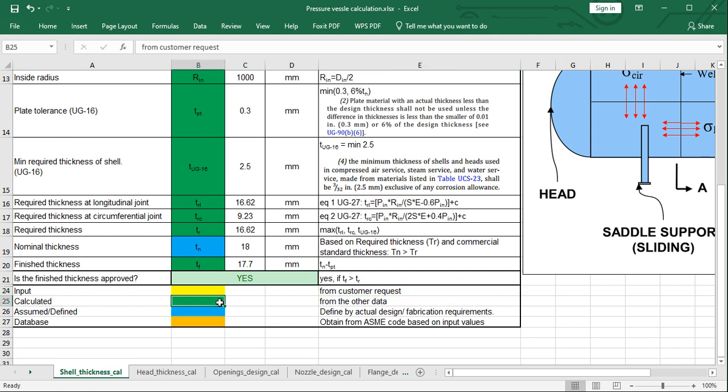The green data represent the values that are formulated from the other data. The blue data is determined or assumed based on design conditions or fabrication requirements. And the final one, the orange color, is data retrieved from a database, defined by some specific inputs.